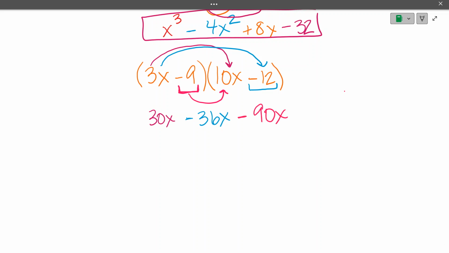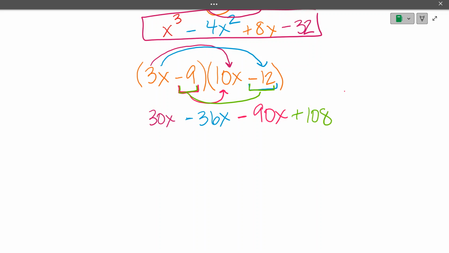And last but not least, did you see what I did there? We do our last terms, and that is this negative 9 times, we've got our negative 12. Do y'all remember your multiplication tables for 12s? That is positive 108.